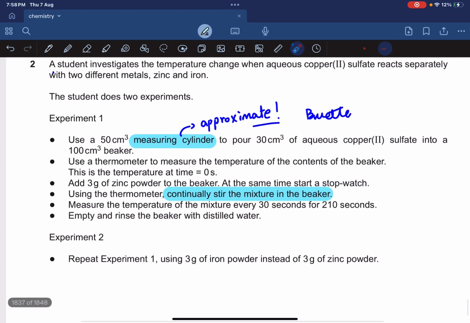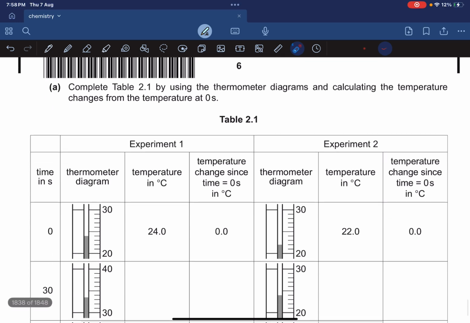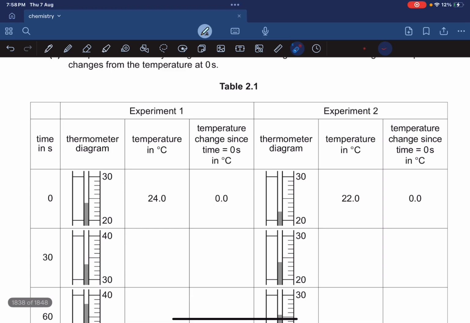Repeat experiment 1 using 3 grams of iron powder instead of zinc powder. You're using the same amount. Okay, now they're going to ask us to complete table 2.1 by using the thermometer diagrams and calculating the temperature change from the temperature at 0 degrees Celsius. We just have to calculate the temperature change.